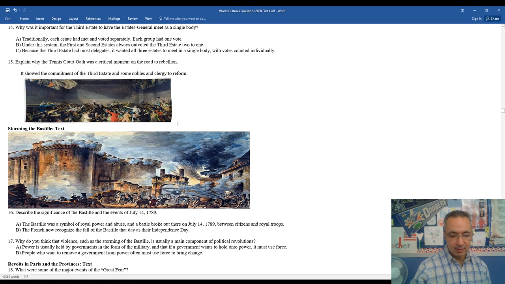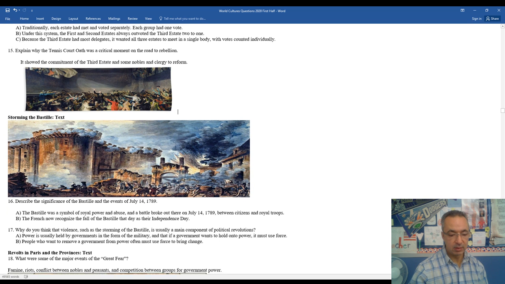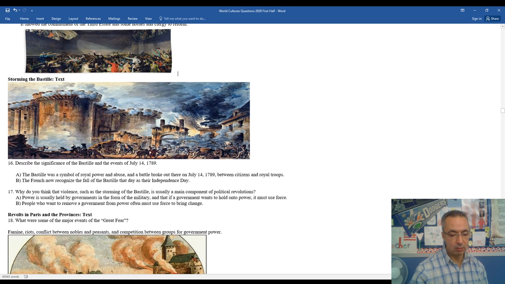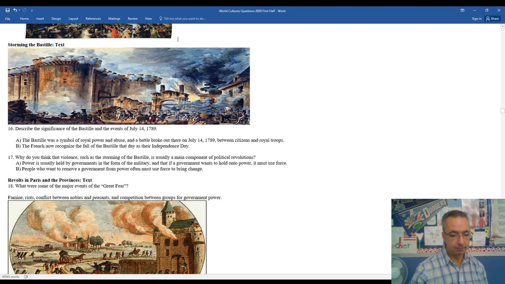Question 17: Why do you think violence, such as the storming of the Bastille, is usually a main component of political revolutions? Well, power is usually held by the government in the form of the military, and if the military holds power and helps that person stay in power, the only way to remove a person from power would be through some physical altercation like this, using force. People who want to remove a government from power often arm themselves and are forced to use the military or their armaments to bring about change.